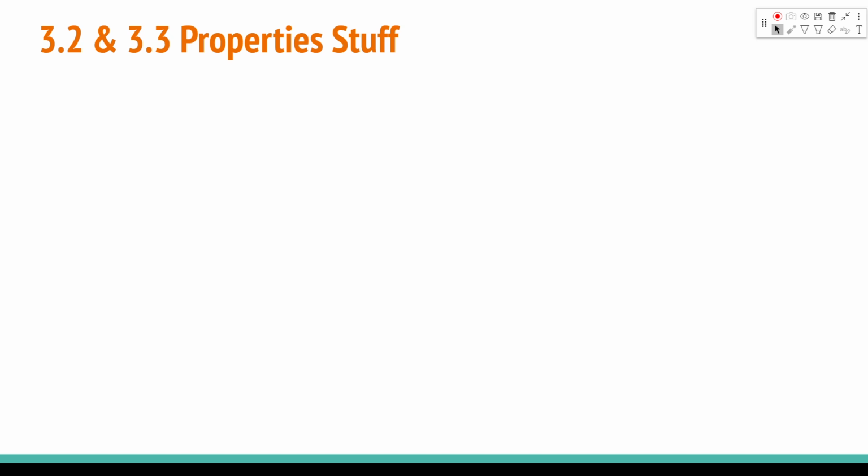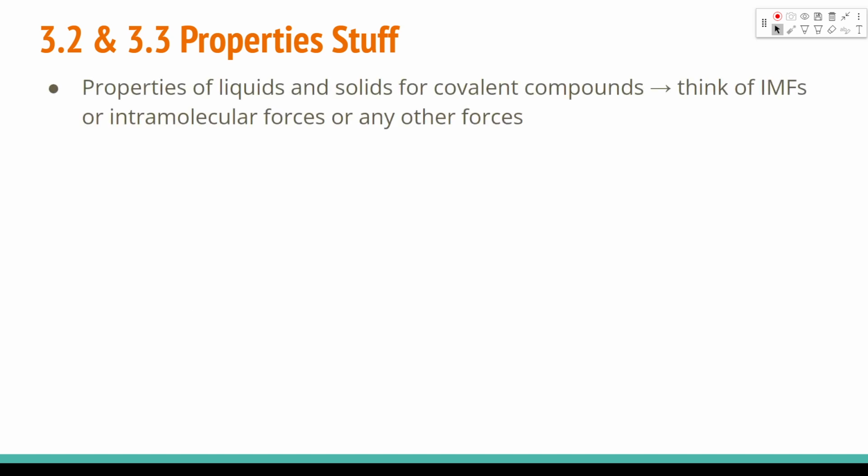Alrighty. So property stuff, I've talked about property stuff before, where you need to know the properties of the different things and why they are the way they are. So we're focusing on covalent compounds. I will recap the ones we learned earlier a little bit, but you need to know the more new ones. And so when we're talking about covalent compounds, we think about our IMFs. We might think about our intras or any other forces. It really depends on what we're talking about.